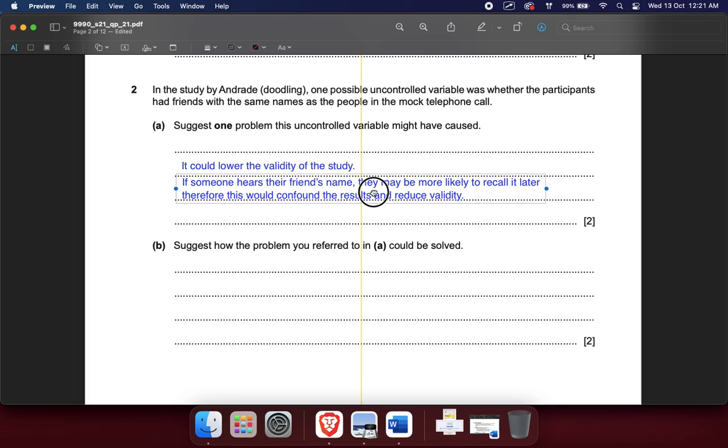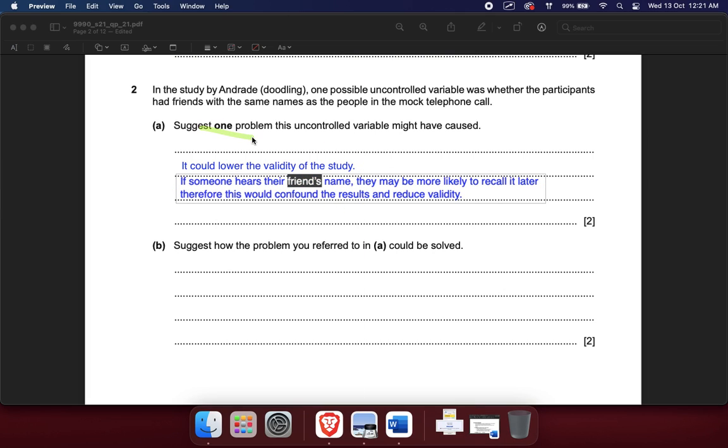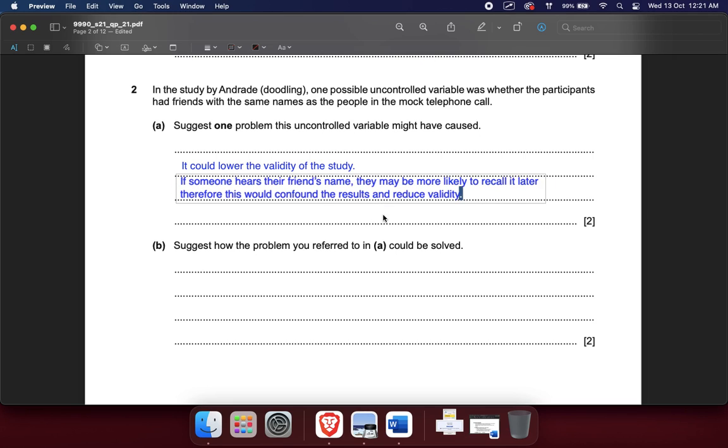Okay, so what's the problem? If you have a friend's name that you hear inside the tape recording, and let's say it's a really good friend, you might end up memorizing that friend's name or recalling it better compared to all the other names. And that's not what we want in the study, right? That's not the purpose of the study, is not to test whether you can remember your friends' names, right? The purpose of the study is to test whether or not when you are doodling, does that help you remember, does that increase your memory, right? So this is the problem, right? You identify the problem that it could lower validity. And why does it lower validity? Well, because it could confound the results. By hearing your friend's name, you're more likely to recall it later, right? So that's how you get the 2 marks.